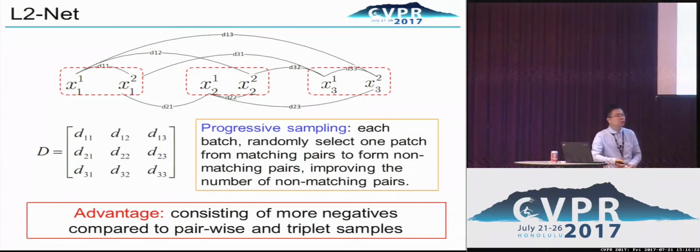We think this is essential for the matching problem, because for matching we always have to face many negatives and only a few positives. If we can utilize all the possible negatives in a batch, we could expect better performance after training.